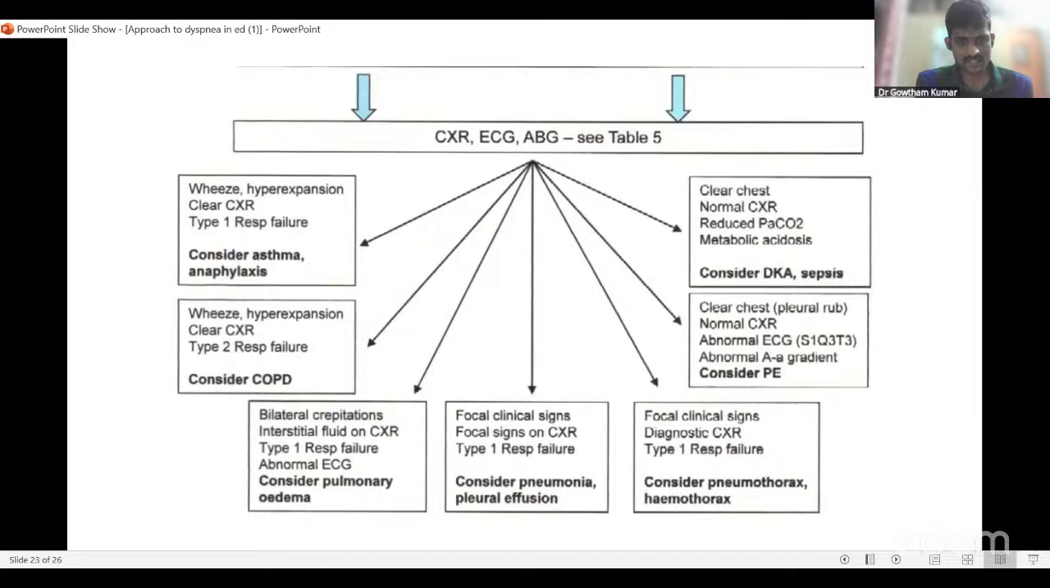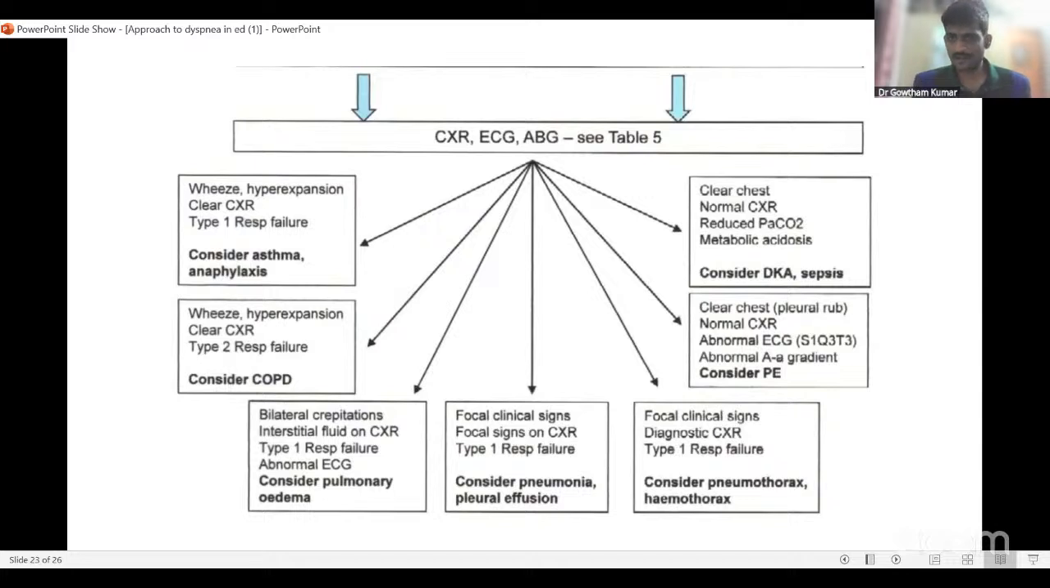Focal signs on X-ray, type 1 respiratory failure, patient has febrile episodes or recent travel or family history of recent exposure to pneumonia, consider pneumonia. Focal clinical signs on chest X-ray, type 1 respiratory failure, hyperresonant, consider trauma. Someone with trauma, consider pneumothorax.